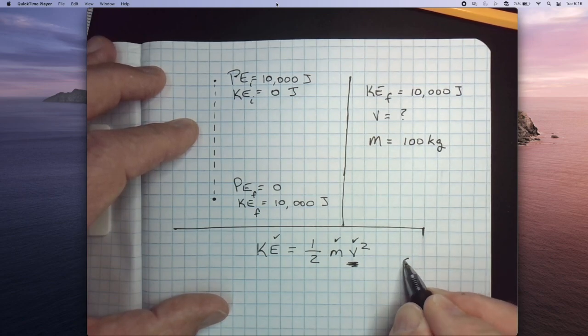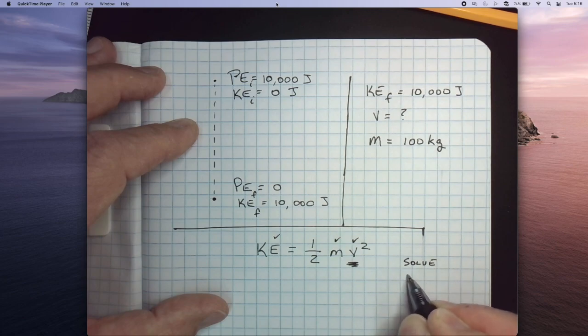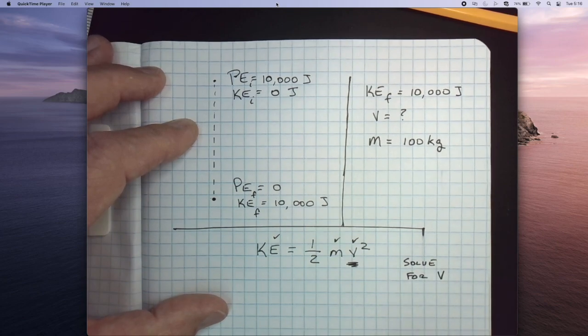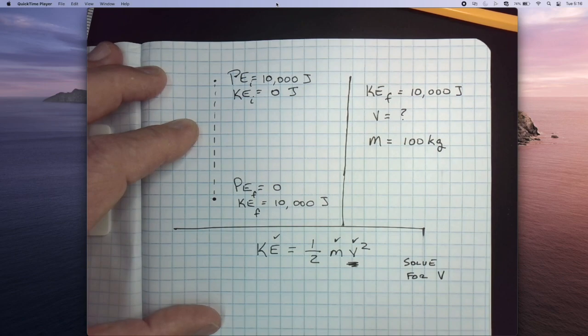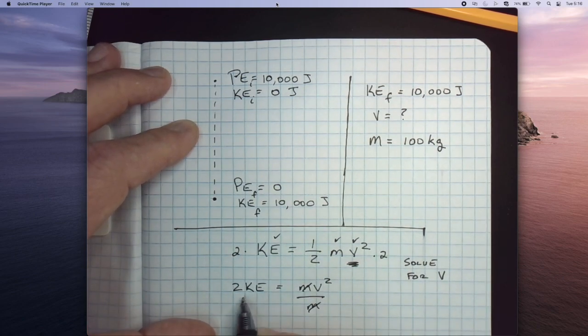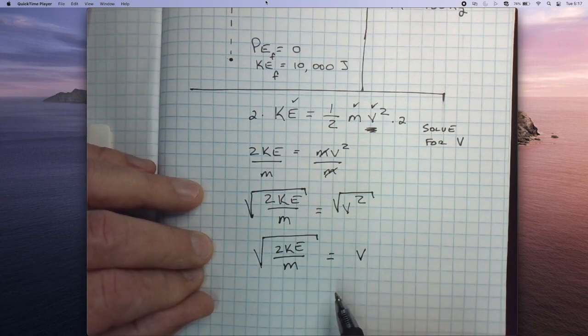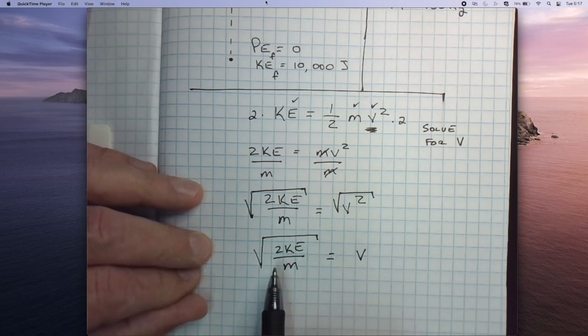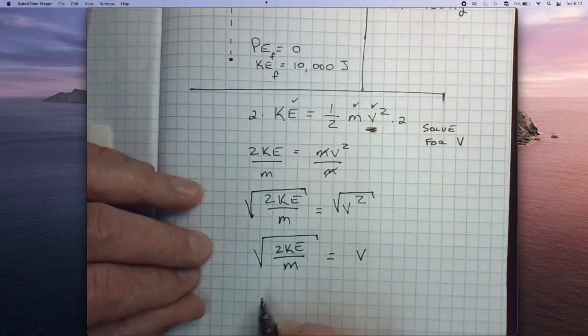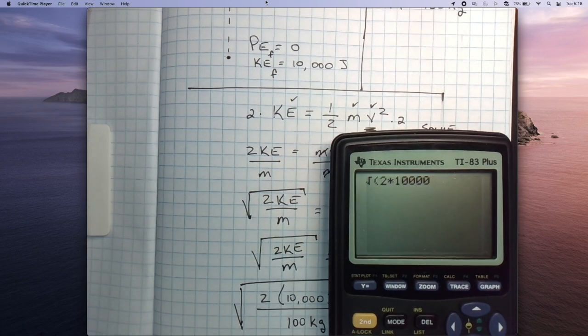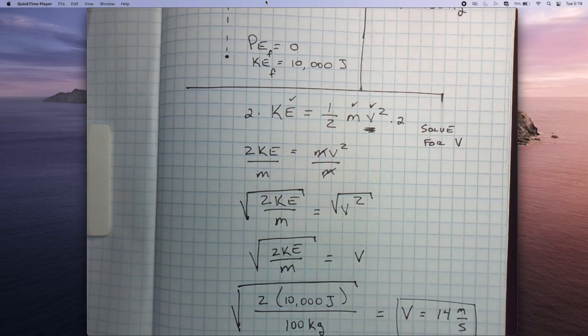All we have to do is solve for v. Let's do that real quick now. All right, there we go. Now we know what v is. All we have to do is a little plug and chug. So there we go. She was going 14 meters per second right before she hits the trampoline.